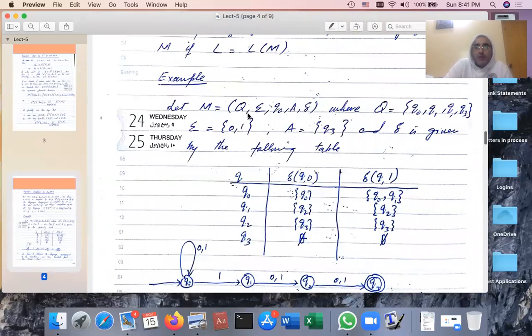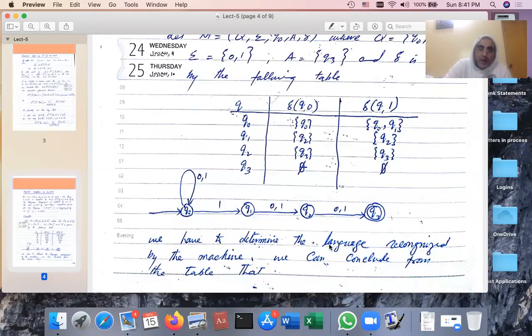So for example, M is Q, sigma, Q0, A, delta, and this is now my NFA. Starting at the initial state Q0, if 0 or 1 comes, this is the loop here, I am reaching Q0. If 1 comes, I can also reach Q1. If 0 or 1 comes, I can reach Q2. If 0 or 1 comes, I can reach Q3, which is an acceptance state. So only Q3 is the acceptance state here.